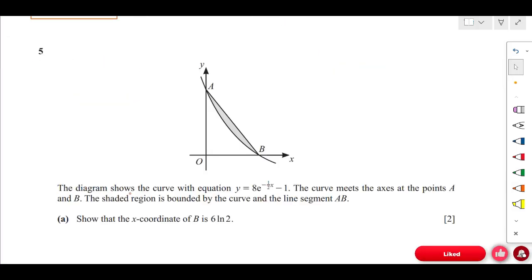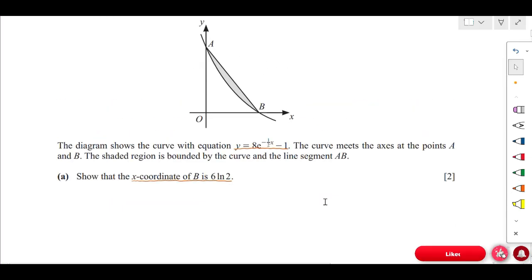Question number 5, the diagram shows the curve with equation. This is the equation of the curve. The curve meets the axes at points A and B. The curve meets the x-axis at point B and the y-axis at point A. The shaded region is bounded by the curve and the line segment AB. Part A: show that the x-coordinate of B is 6 natural log of 2. We need to just solve for the x-coordinate of the point B.